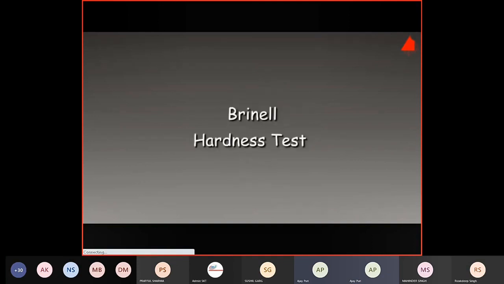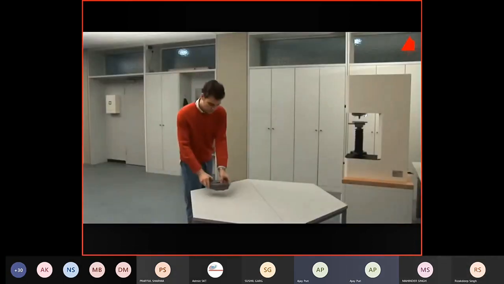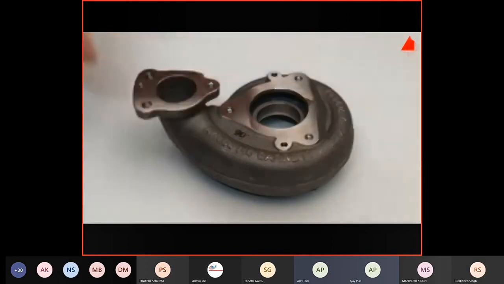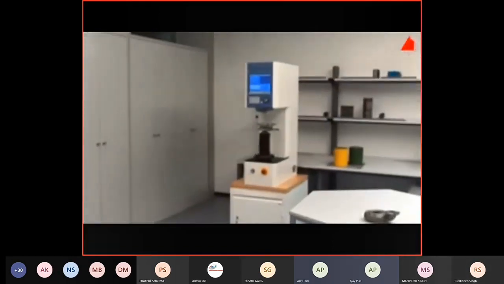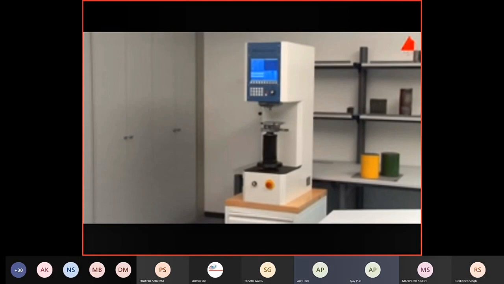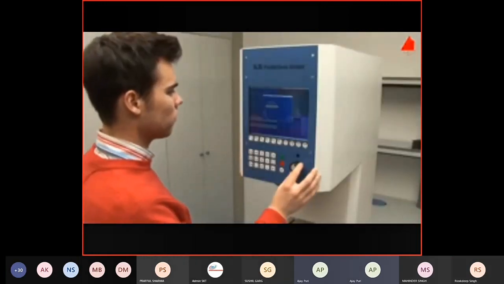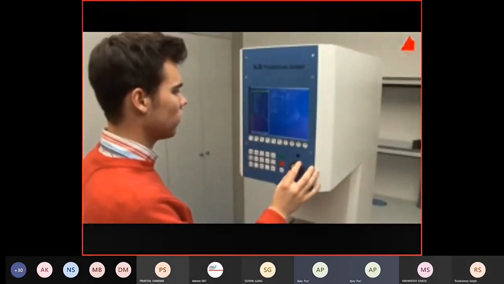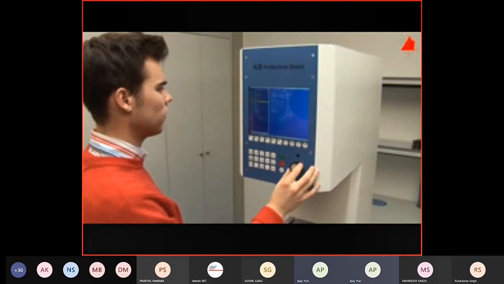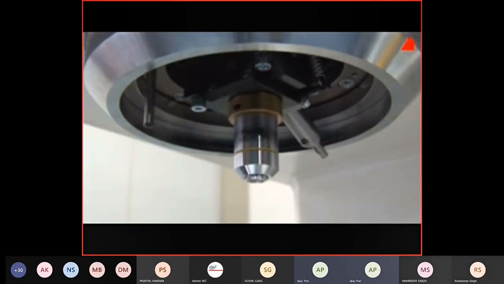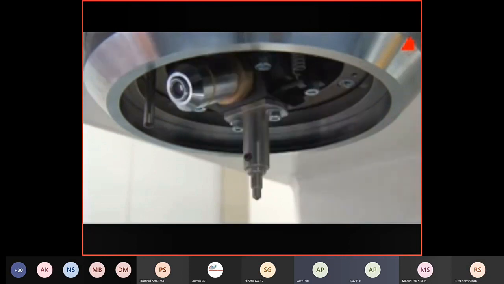The Brinell hardness test. Using the Brinell method, the hardness of a turbocharger housing is to be measured. First of all, the tester has to make himself familiar with the testing machine. A monitor and the control panel are positioned in the upper part of the machine. These are used to select and program different testing methods. Below the control panel, a microscope lens with a digital camera and an indenter are installed. These two elements are connected to each other and rotate towards the test piece as required.